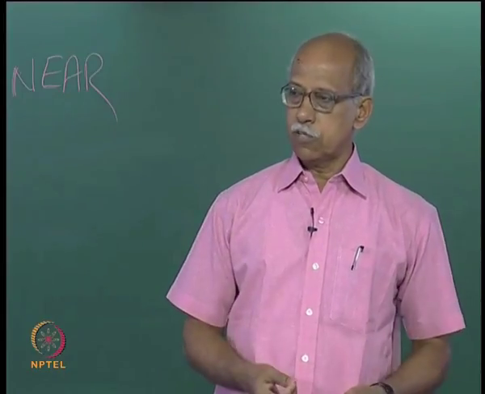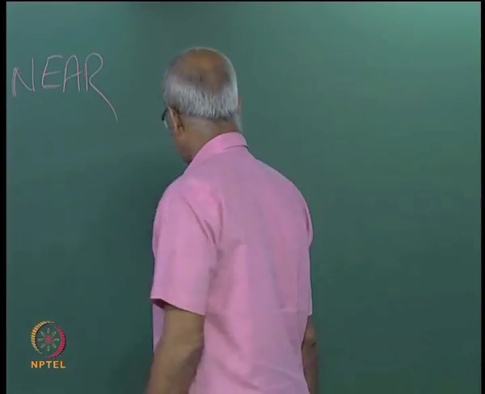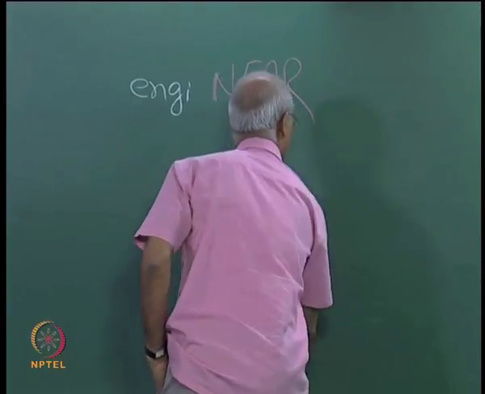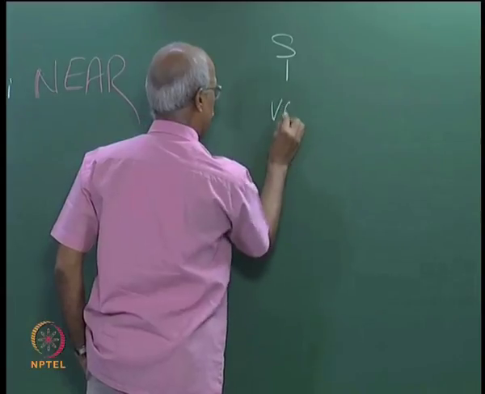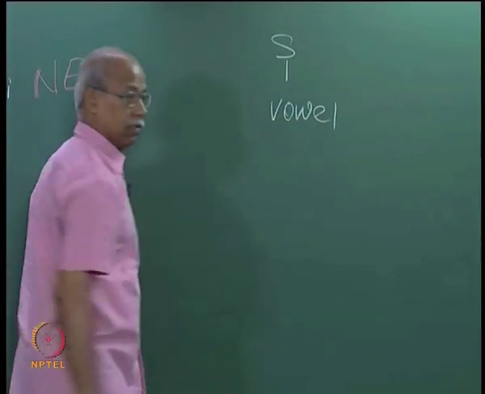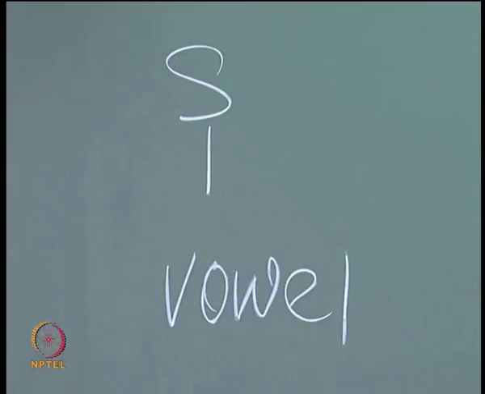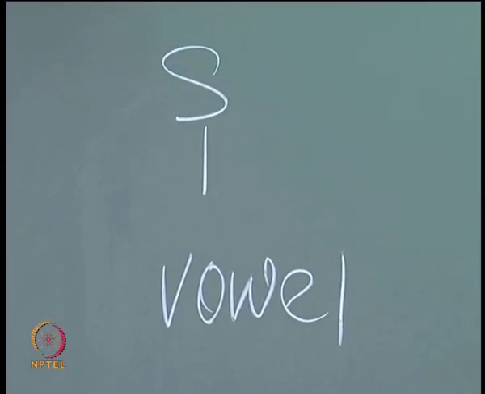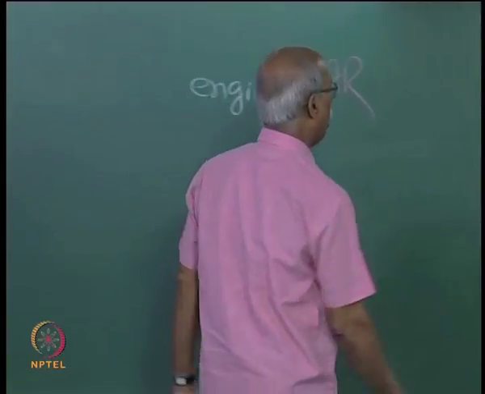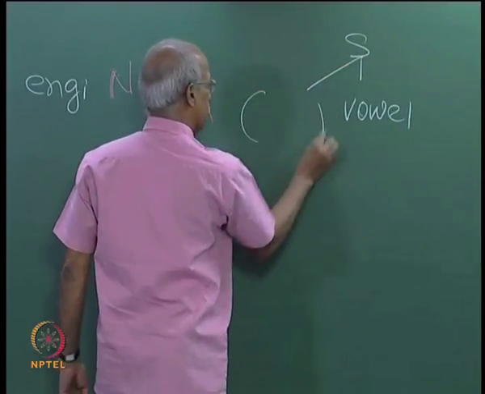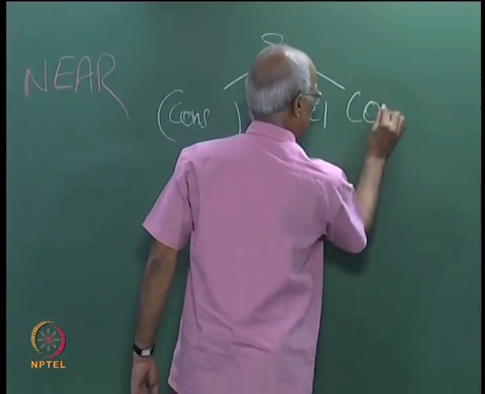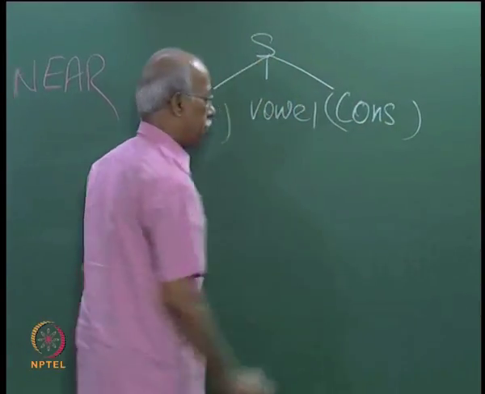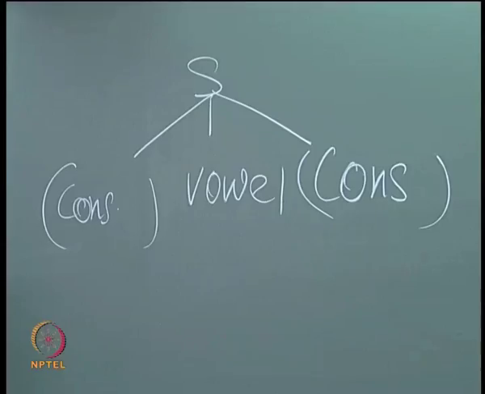What is the structure of a syllable? A syllable must have a vowel. Sure, if there is no vowel, there is no syllable, correct. It may optionally have consonants. Again, there the limit is fixed.